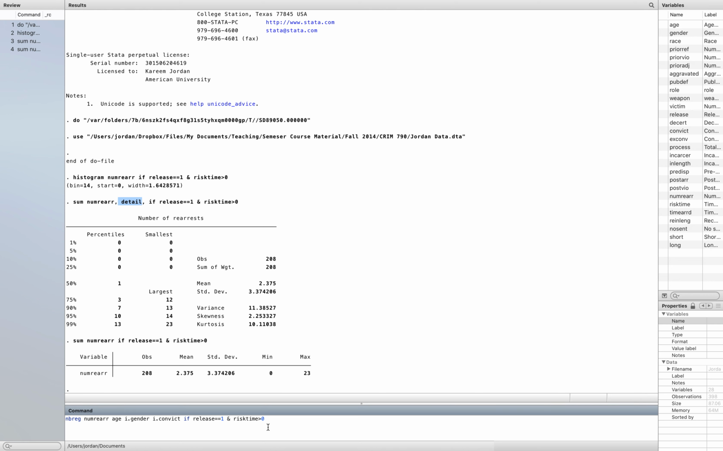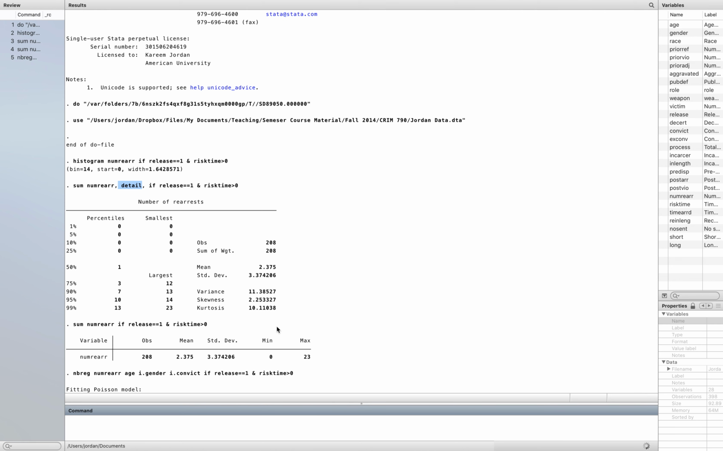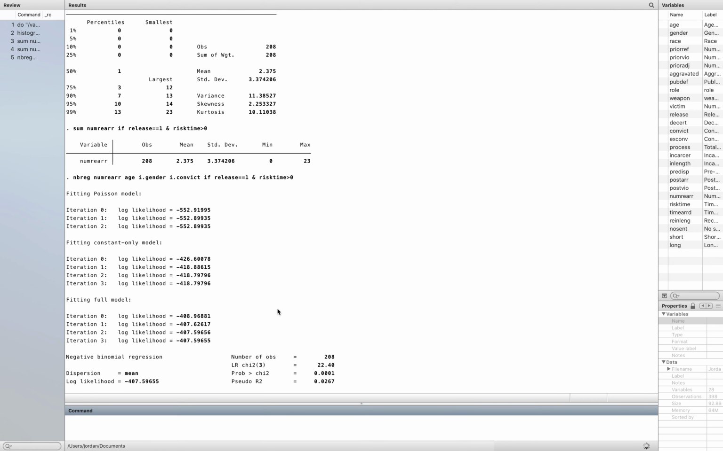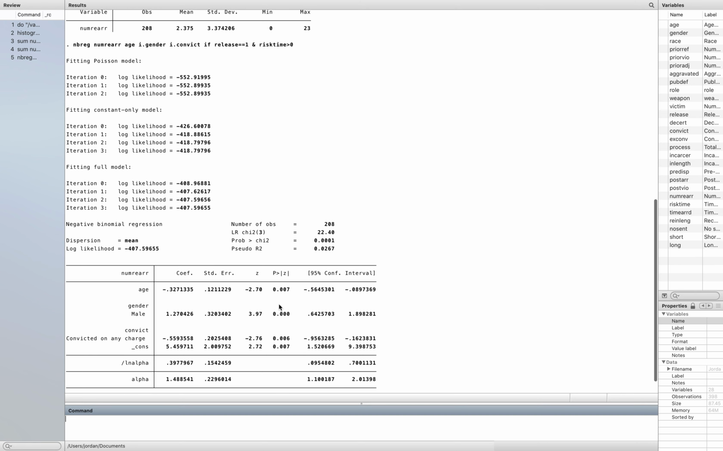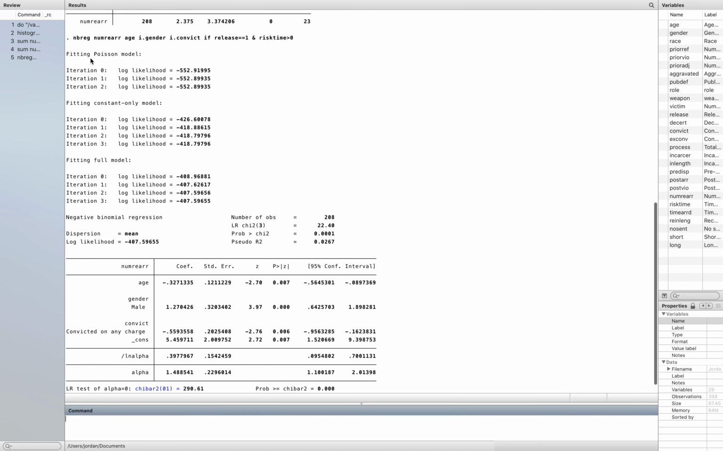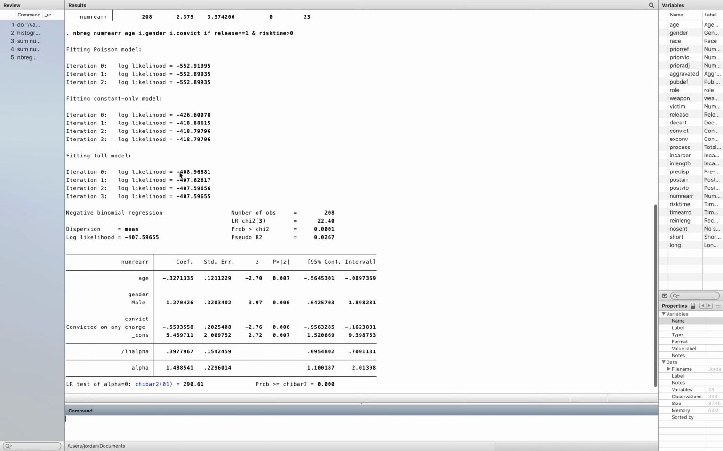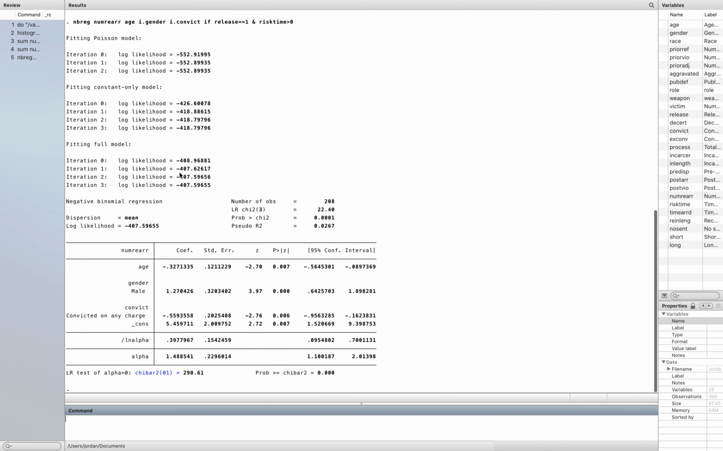Enter. So here is the model. And you'll see that it fitted a Poisson model, constant only model. I'll tell you what those things here mean in a second.